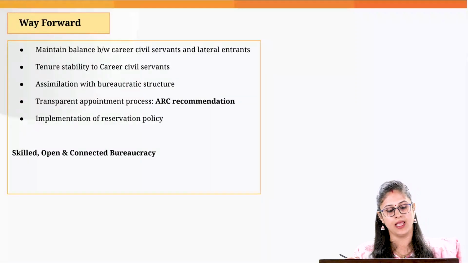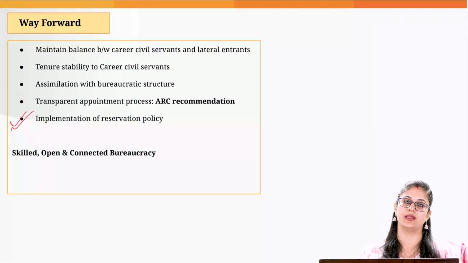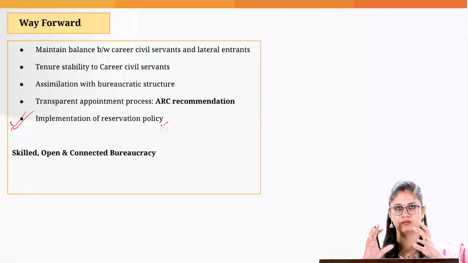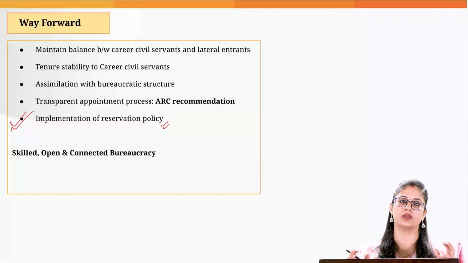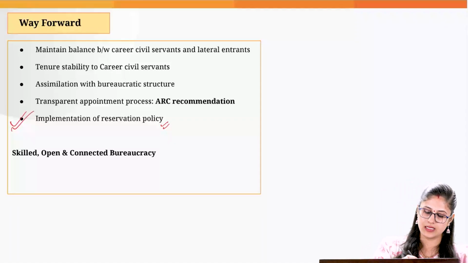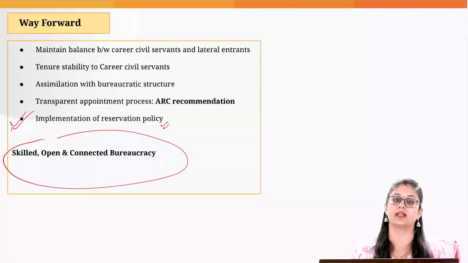And lastly, in order to secure the interest of the vulnerable sections, that is SC, ST, OBC, we need to make sure that we are taking into account the reservation policy also when we are recruiting people through lateral entry. And lastly, in order to overall reform the bureaucracy, we need to make sure that our bureaucracy is skilled, open and connected.